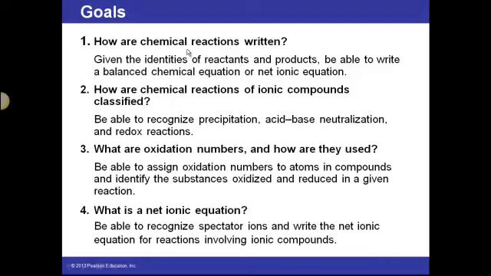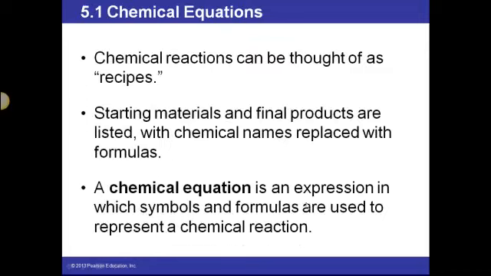How are our chemical reactions written? How are chemical reactions of ionic compounds going to be classified? What are oxidation numbers and how are they used? And what is a net ionic equation? So you should be able to answer all of these different questions by the end of chapter 5.